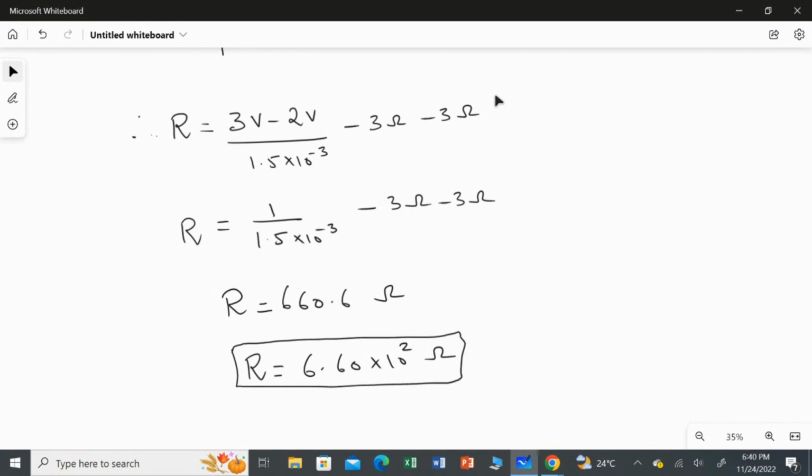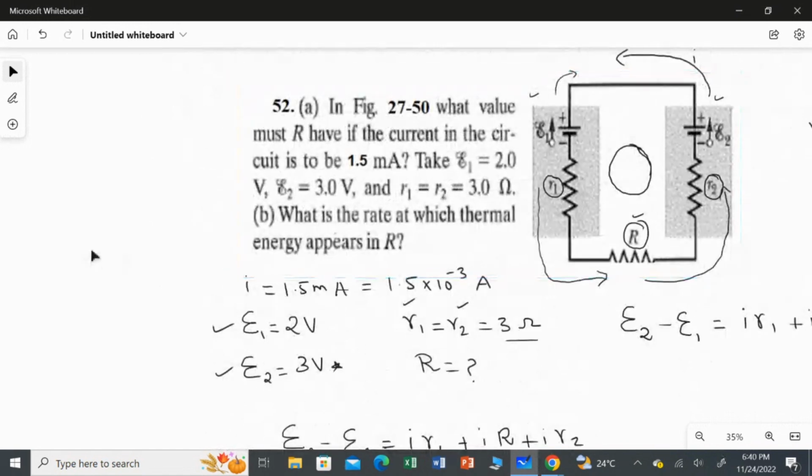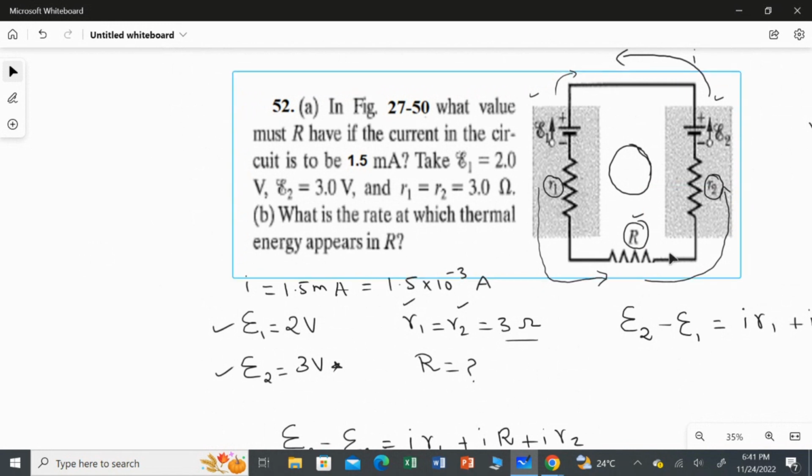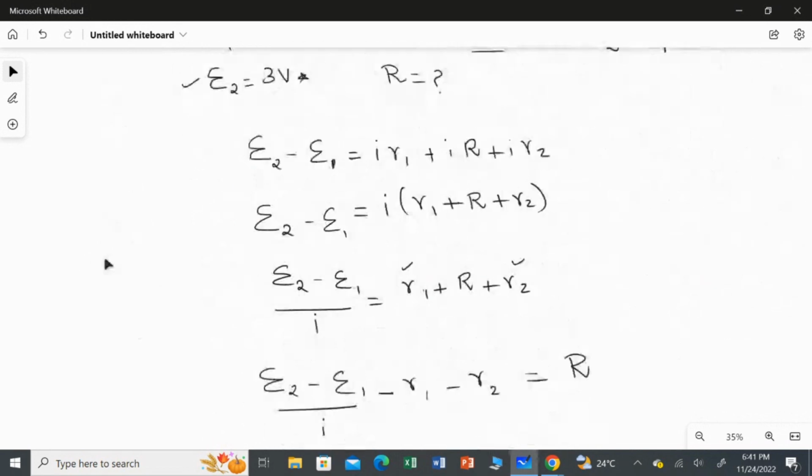Clear? Clear. And in the second question, what are we going to find? What is given in the second question? What is the rate at which thermal energy appears in R? So when the current is flowing through the circuit, you will get thermal energy here. Am I right? So that means how much power. The word rate means it is related to power. So in the second part of the question, we are going to calculate the power.